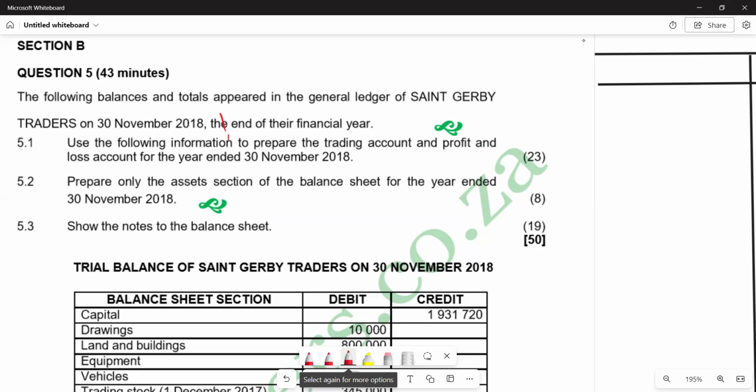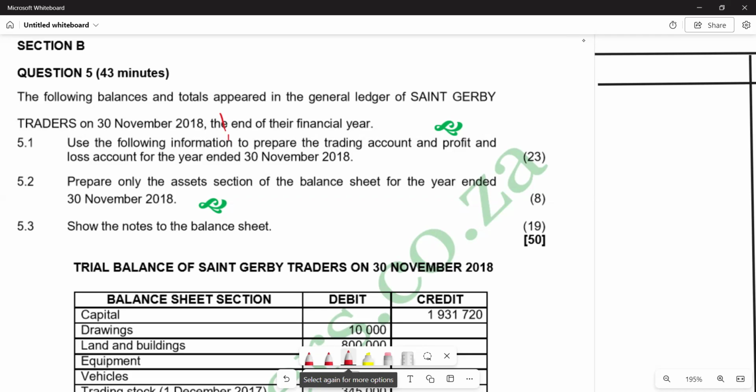So we are going to go through this question, and I will see that this question has many parts. We are only going to be concerned about the preparation of the trading account in the general ledger. The question reads: the following balances appeared in the general ledger of Saint Gaby Traders on 30 November 2018. That is the end of their financial year.